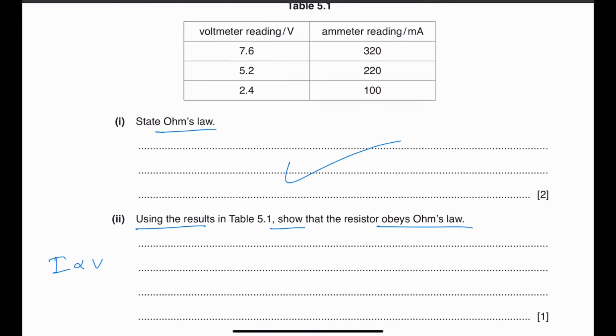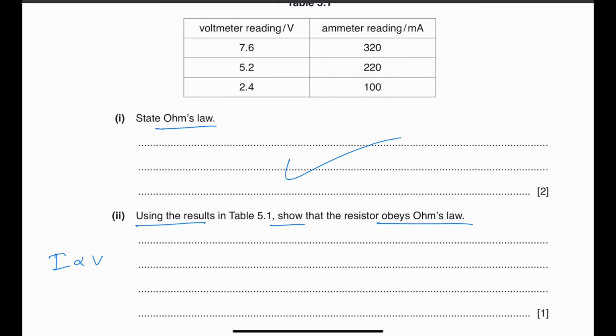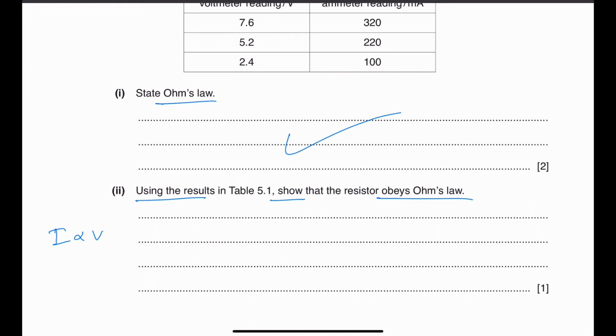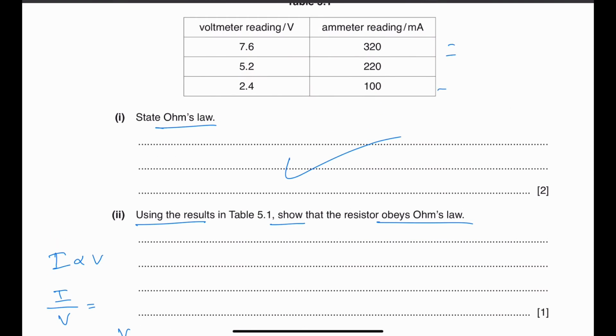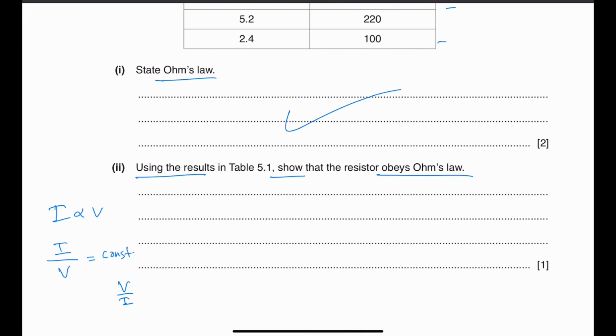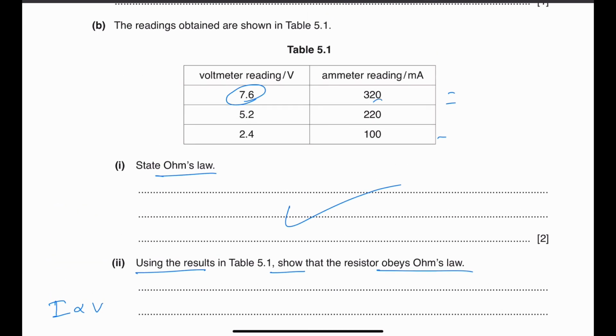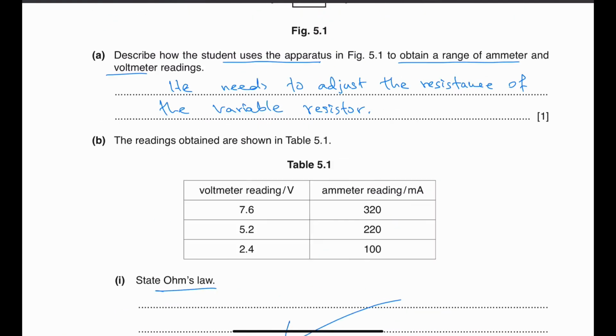Now when you have data given, the other way to show that is whenever the two quantities are directly proportional, you divide them. You can divide the current and the voltage, or you can divide the voltage with the current. What you will get is from each reading, when you divide them together, the ratio that you will get will be a constant. So when I divide this quantity with this quantity, and then this one with this one, and then this one with this one, every time I'm going to get the same result, or roughly the same result, which basically will prove that the resistor obeys Ohm's law.